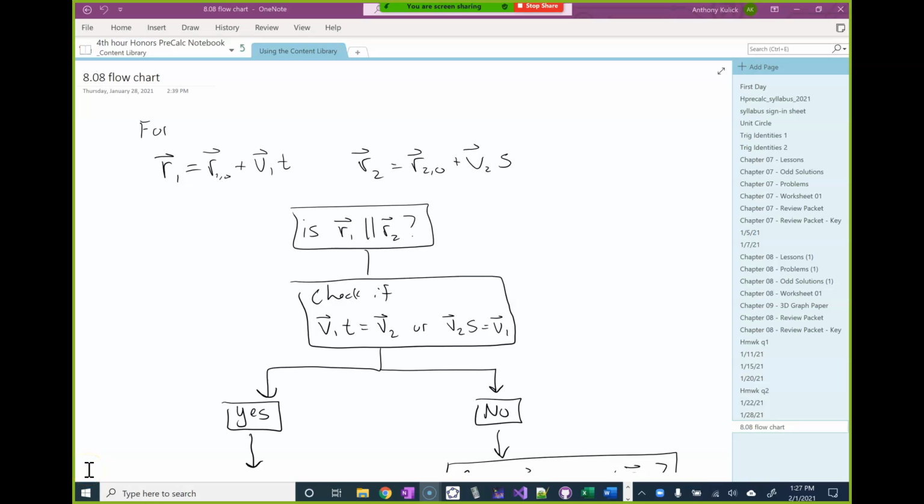a flow chart for the different situations. And then we'll work through a couple of concrete examples using this afterwards. Does that sound okay to you guys?